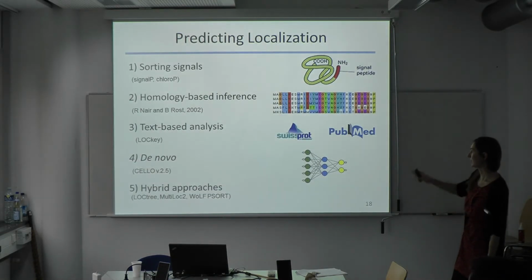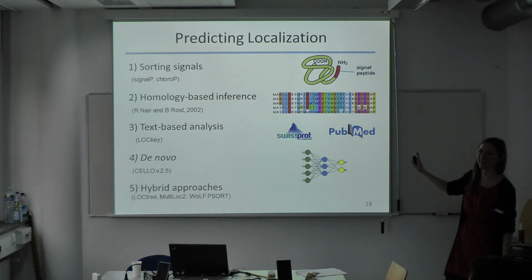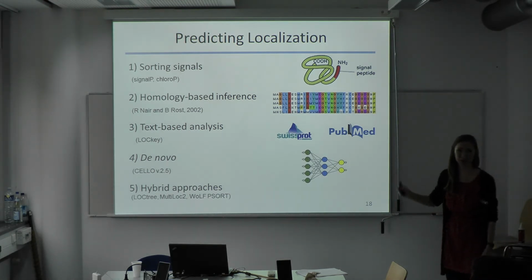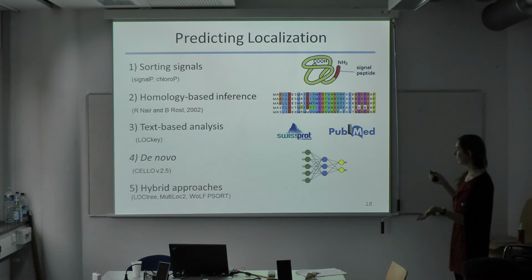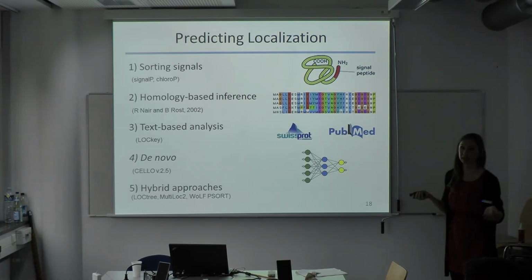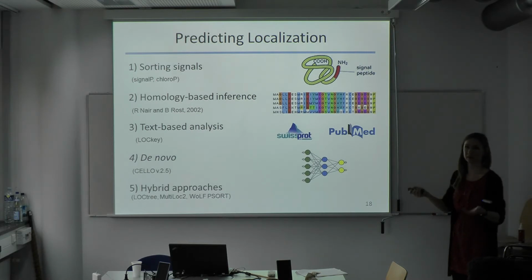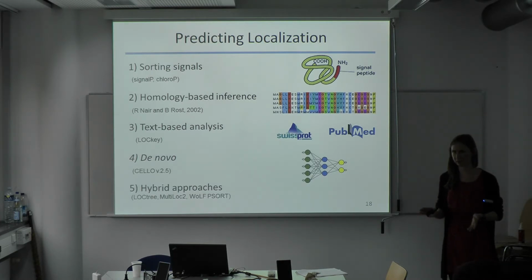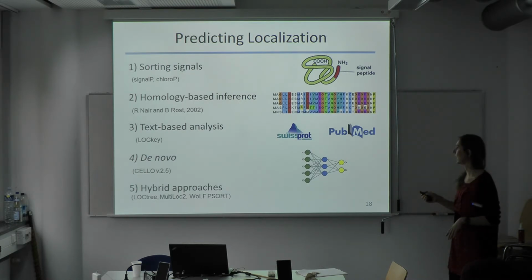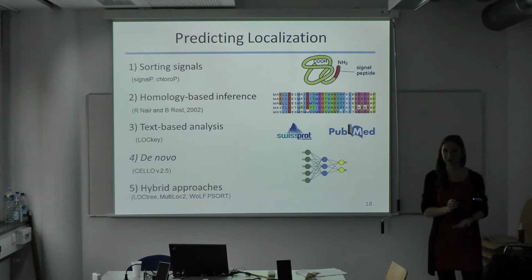So, the main aspect of this whole lecture: predicting localization. What are the ways we can predict the localization? One of them is to find the sorting signals, but as we said before, we don't know that many sorting signals. Another way is homology-based inference. What is implied by homology-based inference? I'm sure you have talked about BLAST, about homology. So how can we use homology to predict localization?